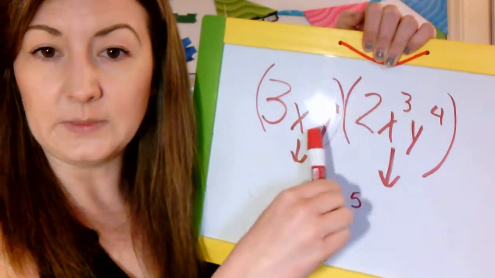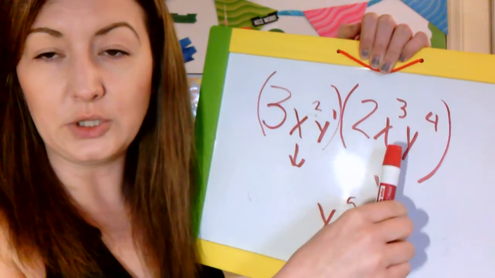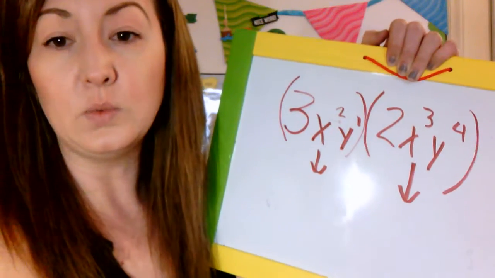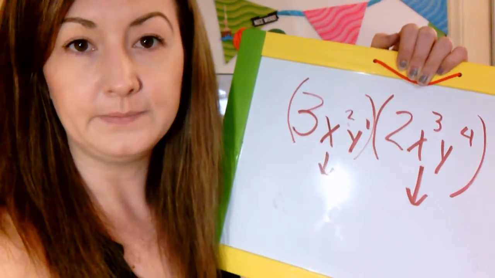So we can just add those exponents up and it will work every time. 2 plus 3 is 5, 4 plus 1 is 5. So that's how we got the answer, and that's why we add the exponents when we multiply.